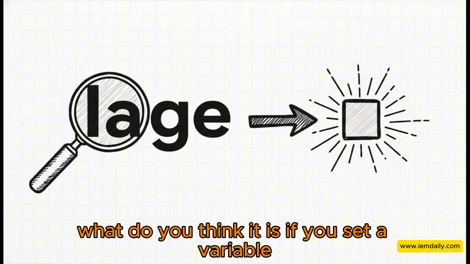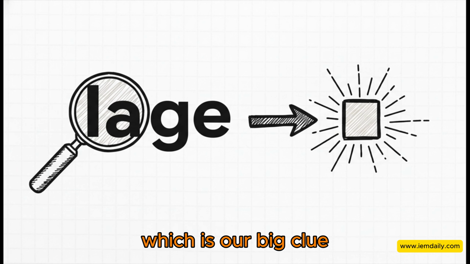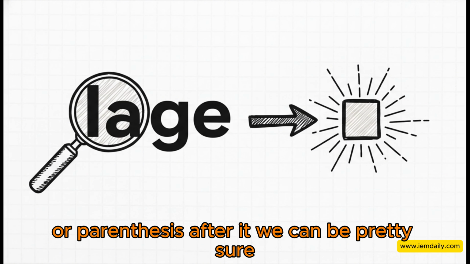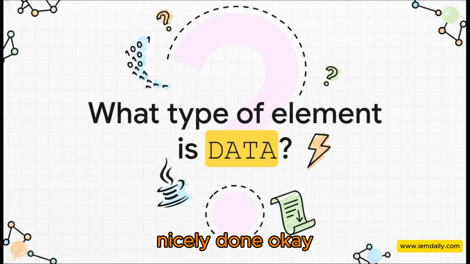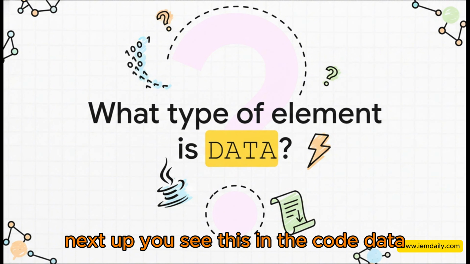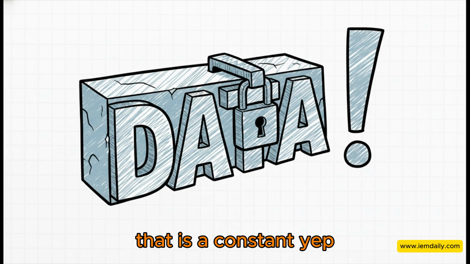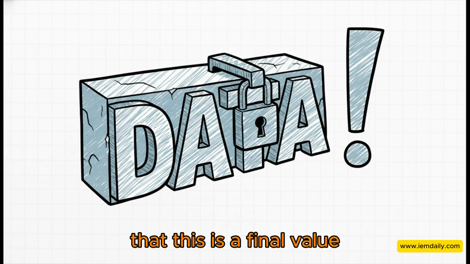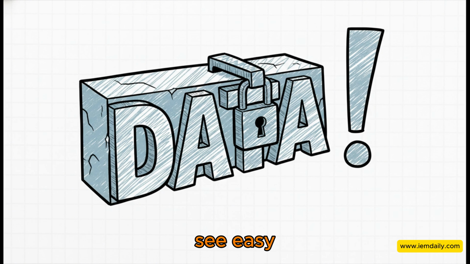If you said variable, you are absolutely right. It starts with a small letter, which is our big clue. Now, it could technically be a method, but since there are no parentheses after it, we can be pretty sure it's a variable designed to hold some value. Nicely done. Okay, next up, you see this in the code, DATA, all caps. What does that scream at you? That is a constant. Yep. The all-caps styling is an immediate signal that this is a final value, one that shouldn't be changed anywhere else in the program. See? Easy.